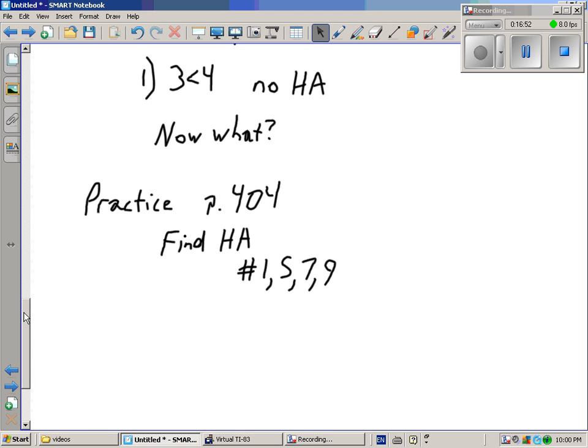And with practice, you should be able to do these without really needing any calculations at all.